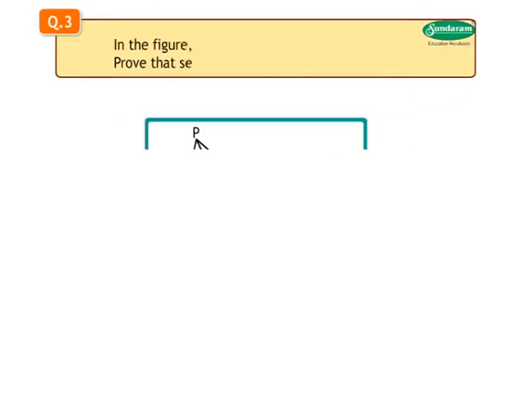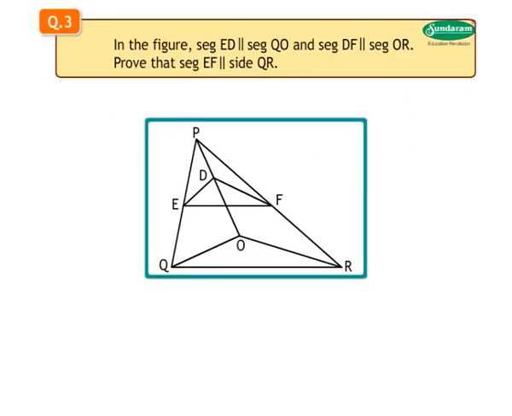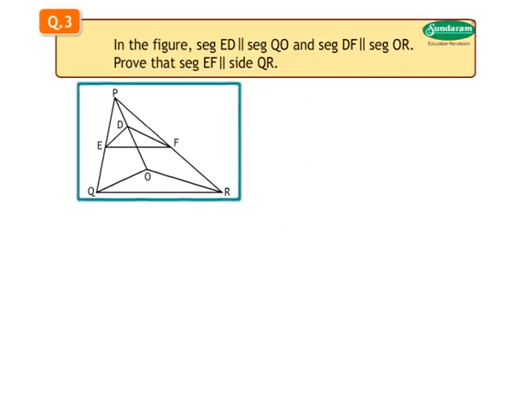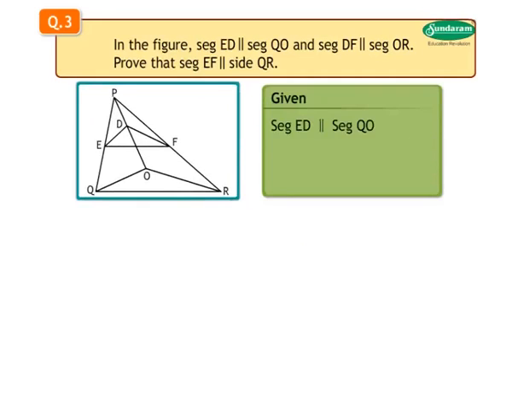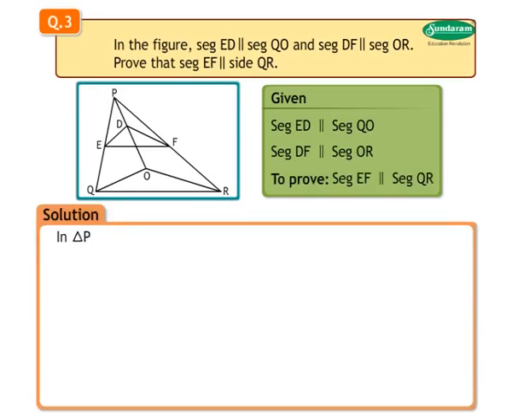Question 3. In the figure, segment ED is parallel to segment QO and segment DF is parallel to segment OR. Prove that segment EF is parallel to side QR. It is given that segment ED is parallel to segment QO and segment DF is parallel to segment OR. We have to prove that segment EF is parallel to side QR. Solution. In triangle PQO, by basic proportionality theorem, we get PE upon EQ is equal to PD upon DO.